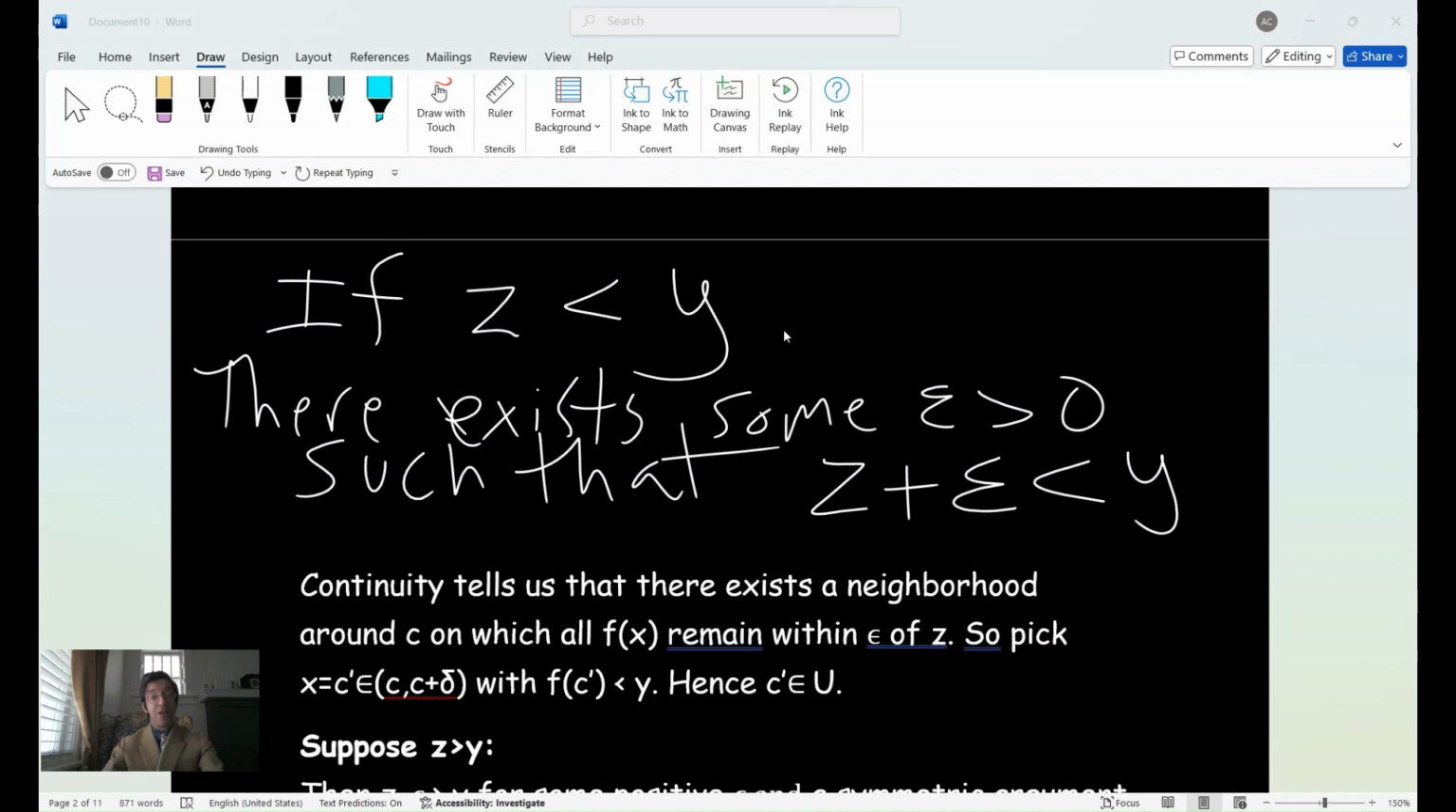Now, if z is greater than y, then we could say z minus epsilon is greater than y for some positive epsilon. And we have a symmetric argument, and it gives us a c prime being an element of c minus delta comma c, and we have f of c prime being greater than y. So that means c prime would not be an element of u, but yet we know c prime is less than c, and c prime an upper bound. That's a contradiction.